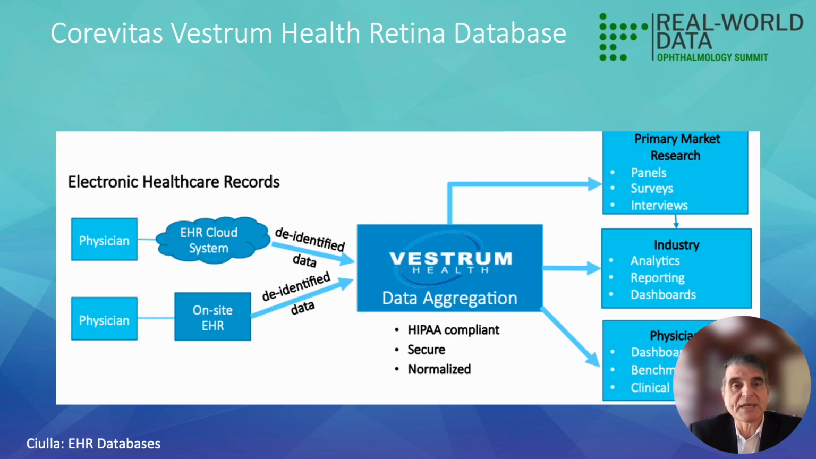These EHR-based systems de-identify data and aggregate it in a HIPAA-compliant, secure fashion. Like the IRIS registry Verana Health system, the Corvitas Vestrum Health system provides various data-driven products such as clinical trial site selection and patient identification, as well as insights for industry.